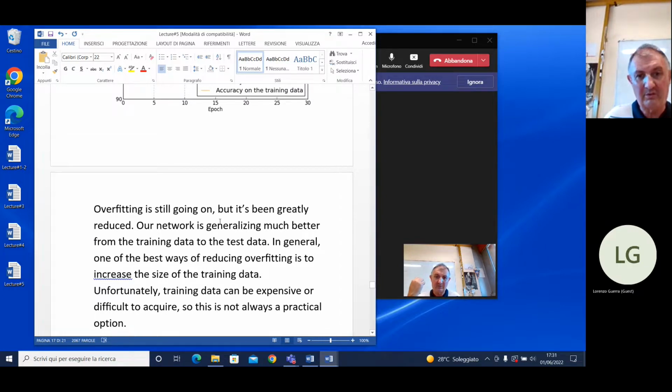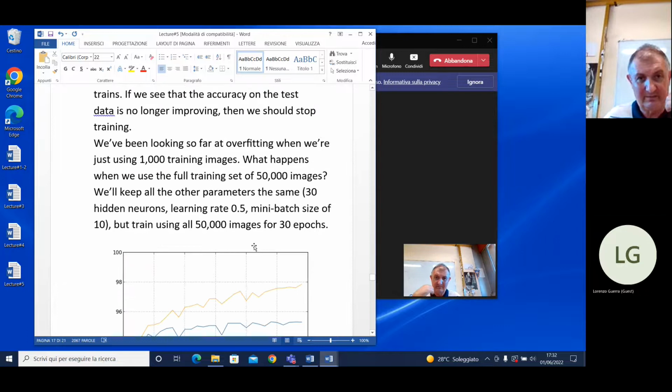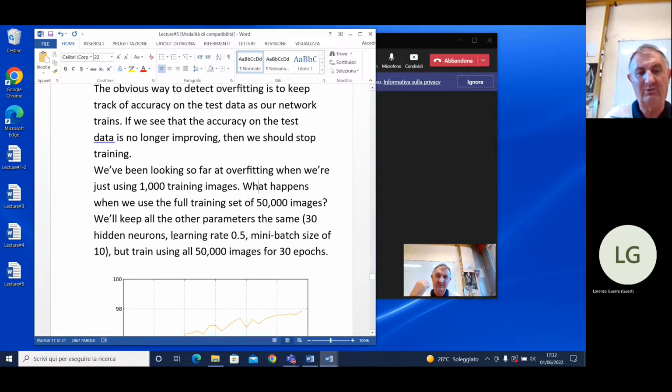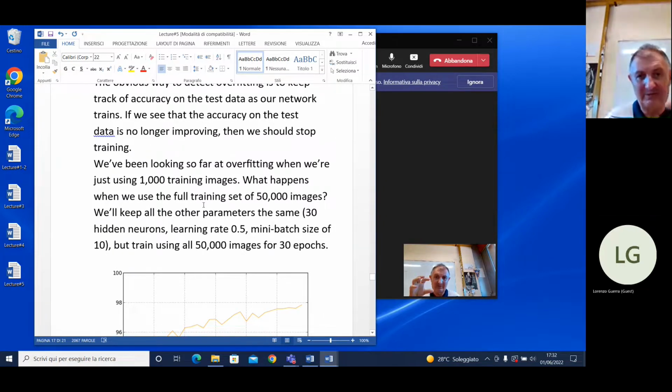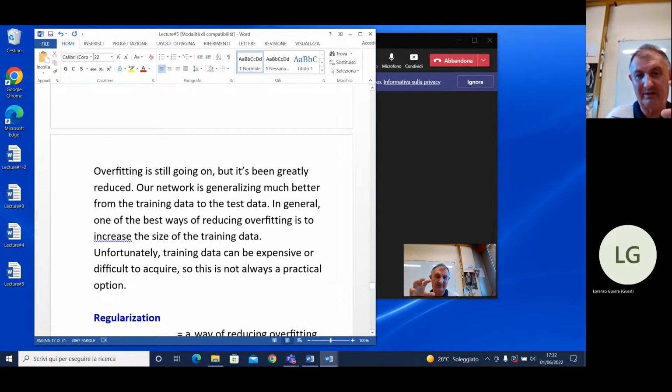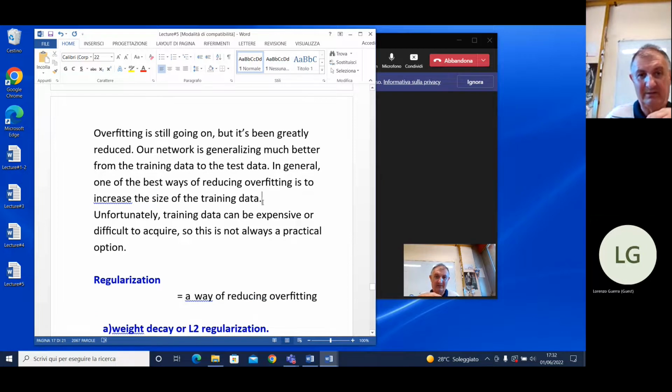Overfitting is still going on, but it has been greatly reduced. Our network is generalizing much better from the training data to the test data. If we use some restricted number of images for training, the neural net adapts to these training images and begins to recognize them very well. But on a very big set of data used for verification, it does not recognize as well.